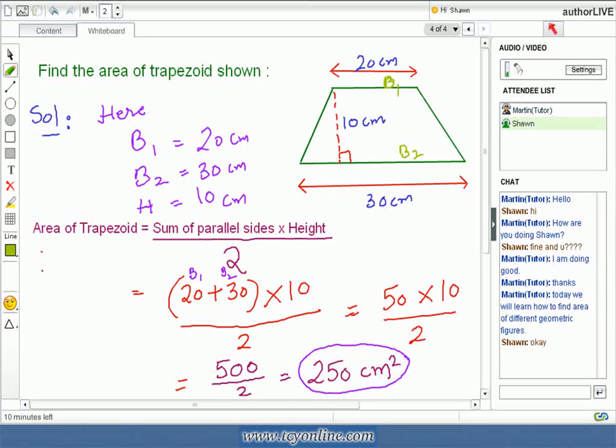Let's practice an example to find the area of trapezoid. Look at the diagram given in the picture. We are given base 1 equals 20 centimeters, base 2 equals 30 centimeters, and height equals 10 centimeters. As we learned earlier, area of trapezoid equals half of sum of parallel sides times height. When we put in the values, we will get 50 times 10 divided by 2. By doing the calculations, we will get area of trapezoid equals 250 centimeters square.